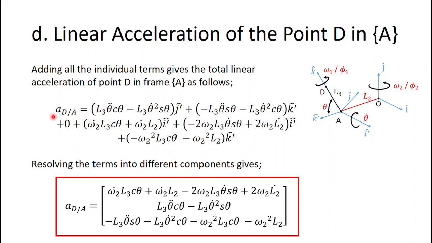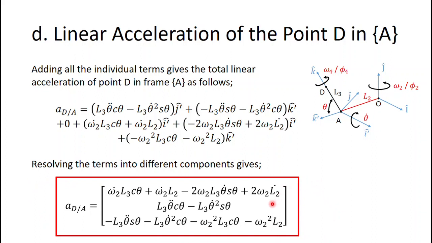This turns out to be alpha A, D, and A is L3 theta double dot cosine of theta minus this entire thing. We have 2 terms along the j direction, then we have 1, 2, 3, 4 terms along the k direction, and 1, 2, 3, 4 terms along the I direction. So we add all of these together, or we can represent these in this single vector.